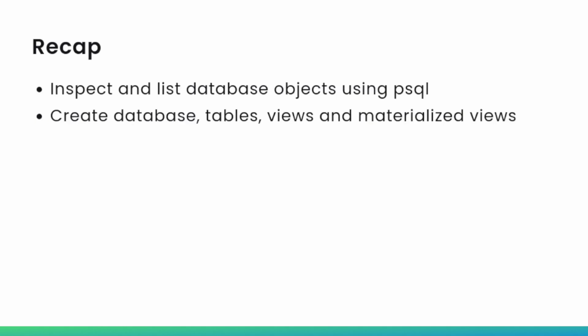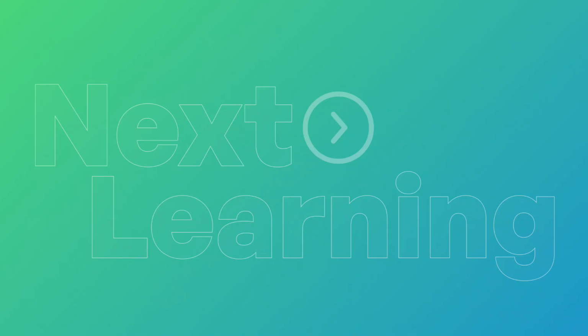So quick recap before we move on to the next video. We saw different ways of inspecting and describing database objects, tables, views, and so on using psql commands: \d, \d+, \dn and so on. And we saw how to create a table, a view, and a materialized view. In the next video, we are going to talk about schemas and the mysterious search path. See you in the next video.